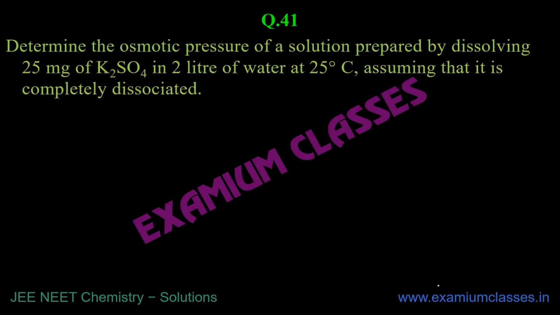Right. Determine the osmotic pressure of a solution prepared by dissolving 25 milligrams of K2SO4 in 2 liters of water at 25 degrees Celsius, assuming it is completely dissolved. Now, this is important. It says assuming it is completely dissolved. So you will write the equation. You will say, okay, K2SO4 will get dissociated into 2K+ and SO4 2-. Initially, say I have 1 mole, 0, 0. And then I will have 0, and here I will have 2, here I will have 1.